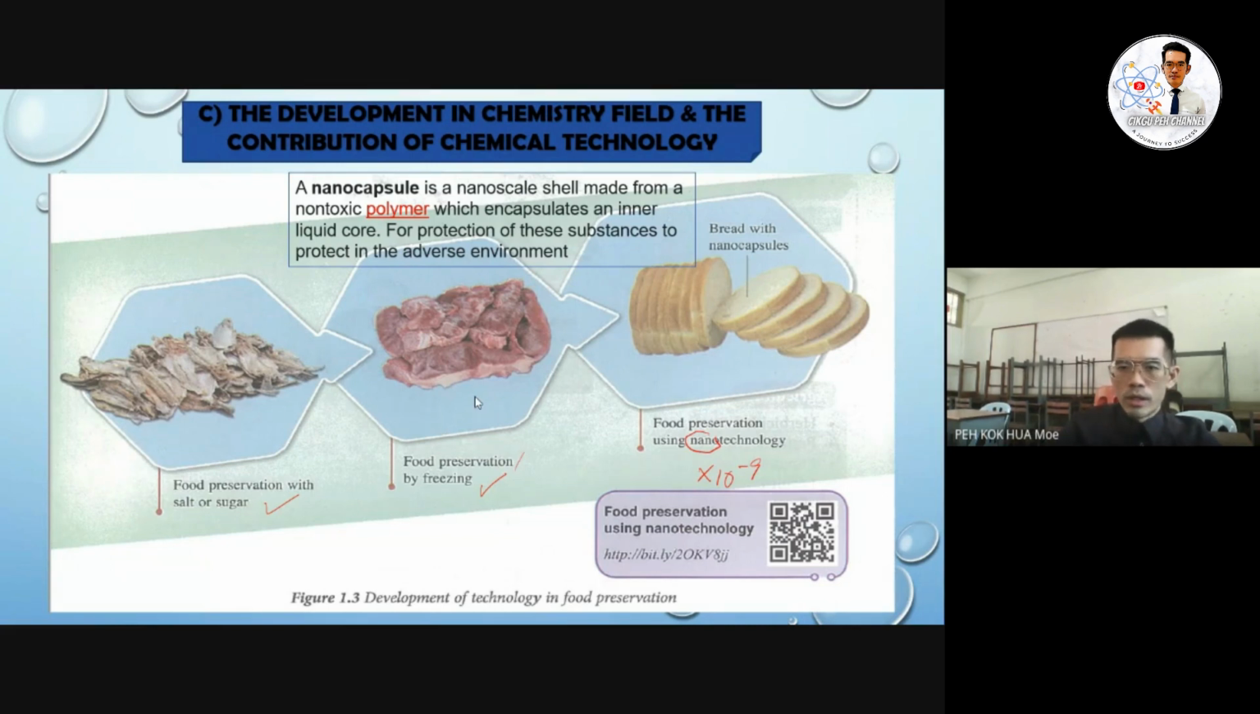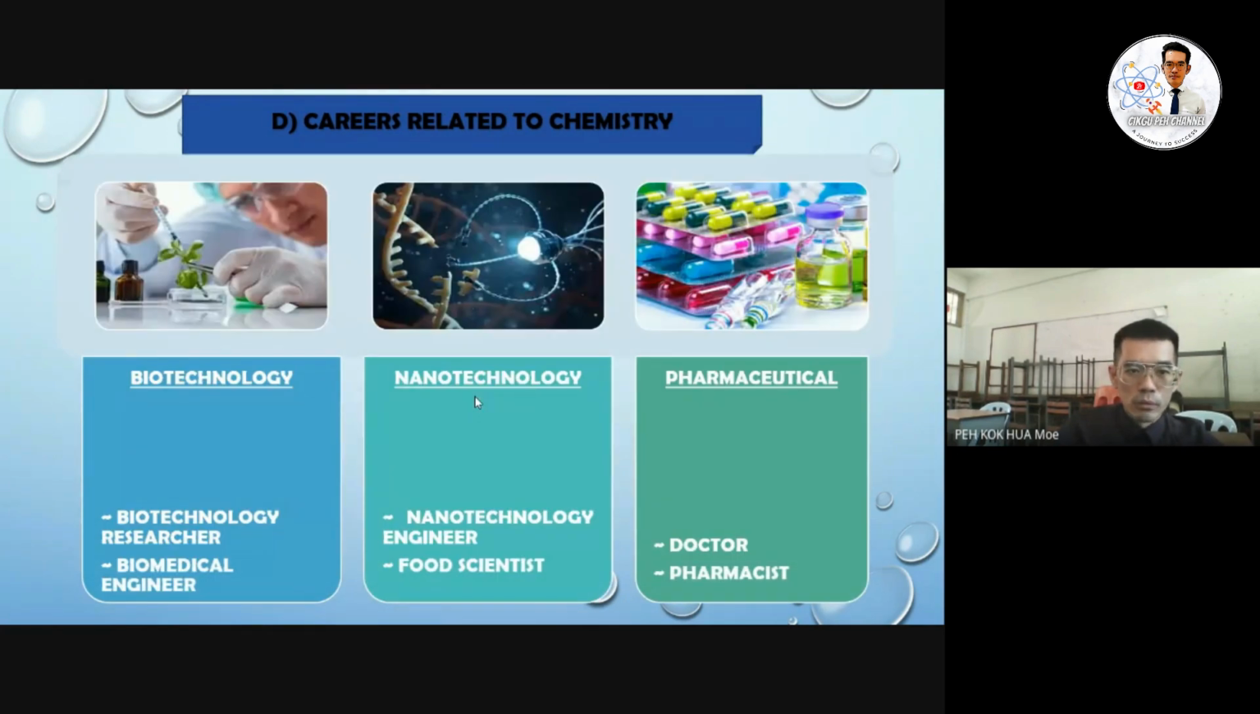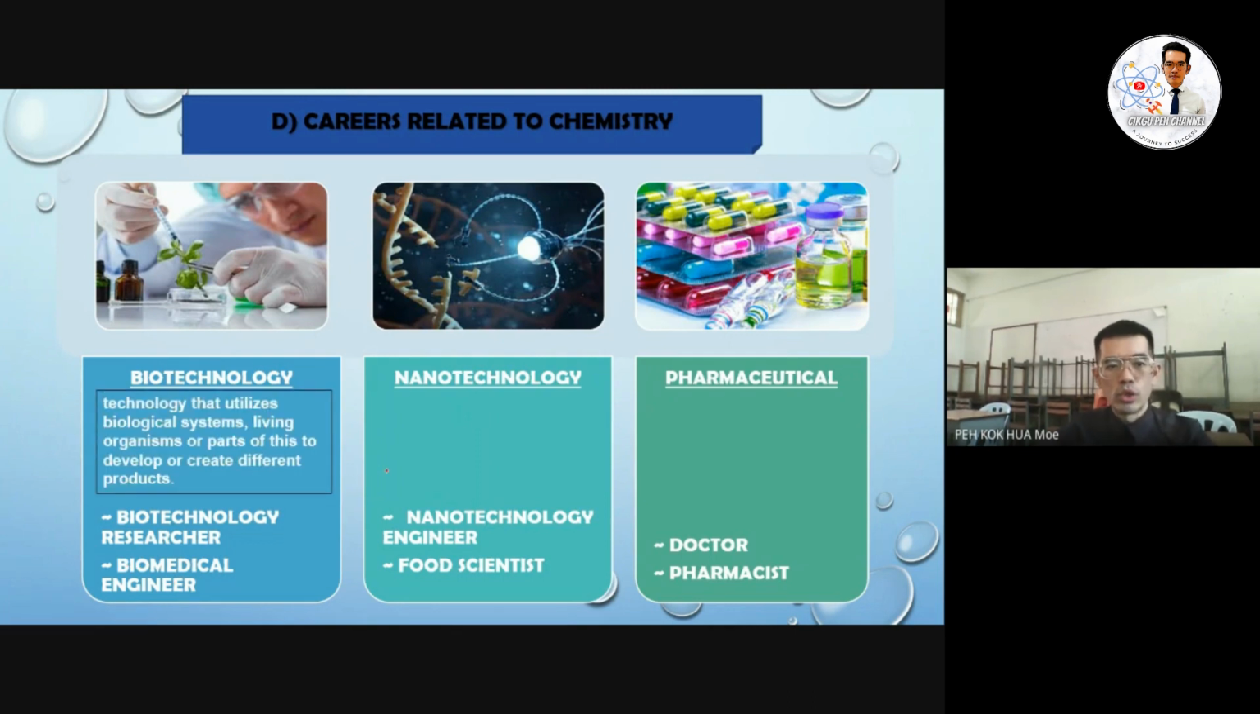So the next, the careers related to chemistry. This is quite a similar topic to the Form One science chapter. So here we have a total of 5 different fields and the careers related to each field. The first one is biotechnology. The biotechnology related careers will be biotechnology researcher, and here is biomedical engineer.